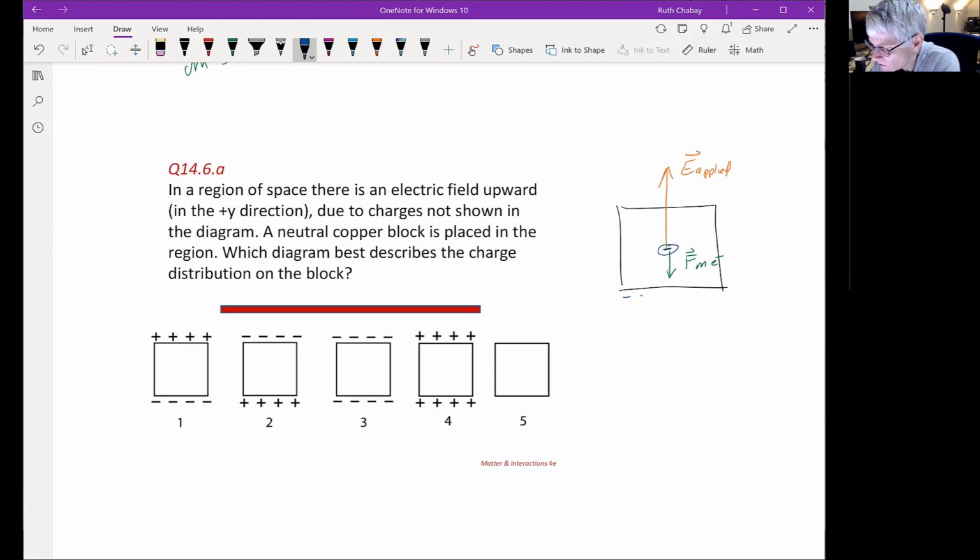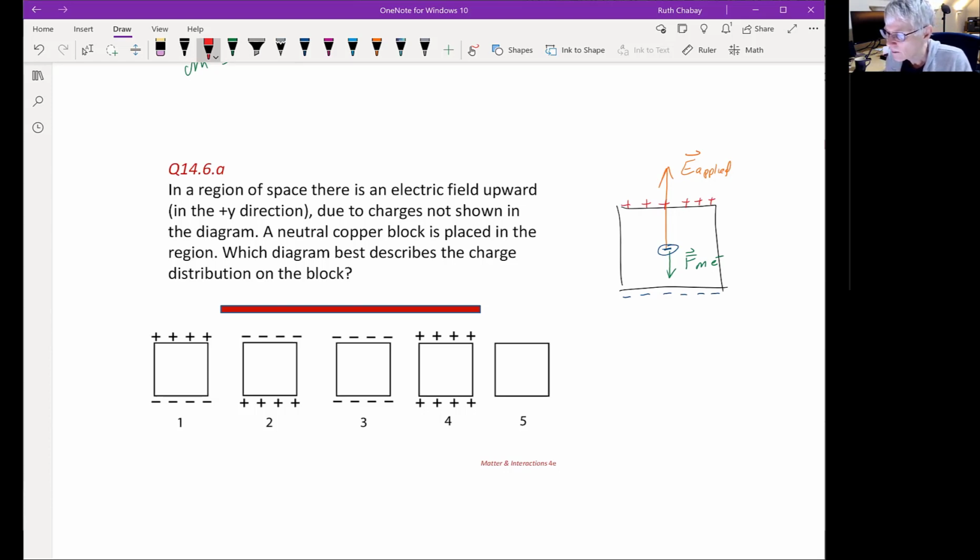So what we're going to do is we're going to get a pile up of electrons here. And even though the positive cores didn't move, what we've got now is that we've exposed some of them. So we have these exposed positive cores here. So that's correct.